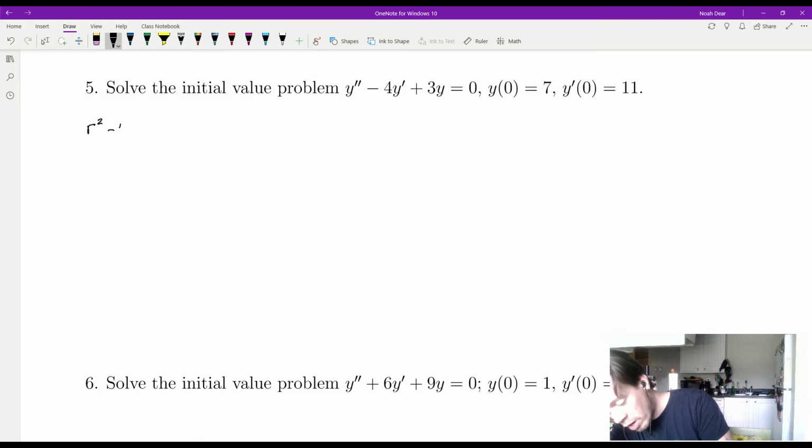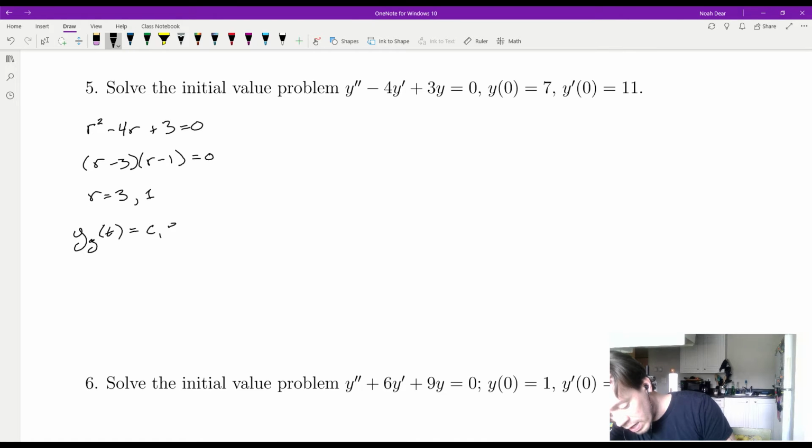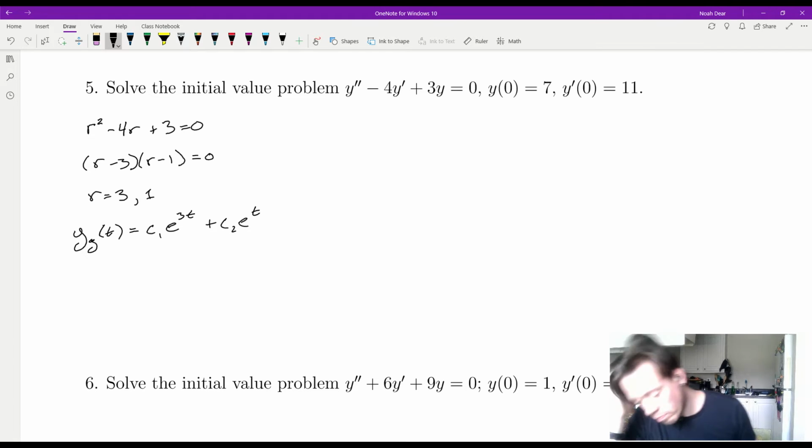We're going to have r squared minus 4r plus 3 equals 0. So this factors as r minus 3, r minus 1 equals 0. So we get r equals 3 or 1, and we can quickly get the general solution. y sub g of t equals c1 e to the 3t plus c2 e to the t.